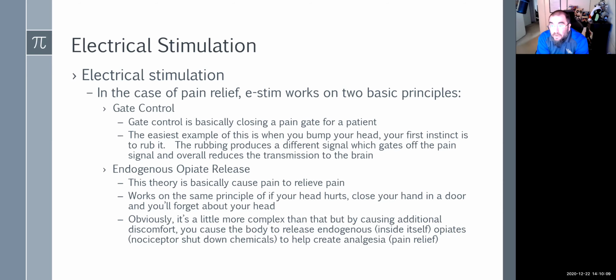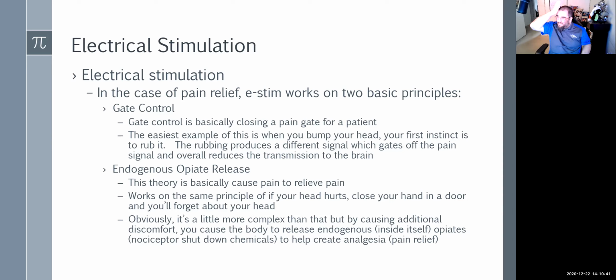So the gate control theory is basically closing a pain gate for a patient. So that's why it's called gate control. It works on the theory that the brain can only receive so many signals. And if we can block the pain signal, well, then maybe we can keep the patient from being in pain. Easy example of this, right? You smack your head on a door frame, maybe because you're too tall or maybe because the door is too short. Or you open a cabinet and, like I've done a couple of times, you open it into my face for whatever reason. Your first response after curse words are said is usually to rub the area.